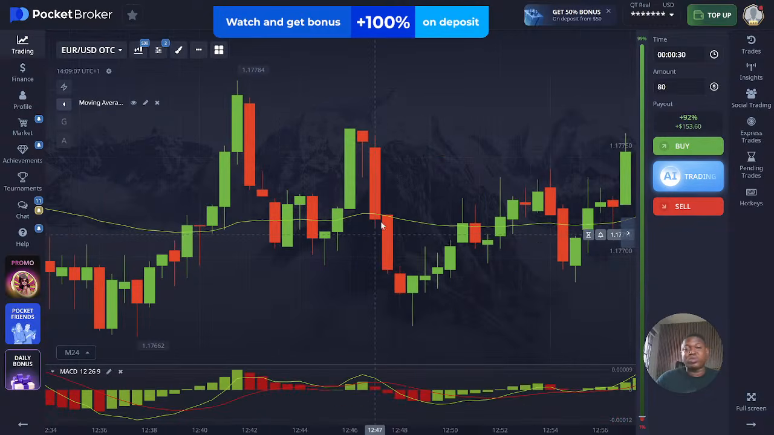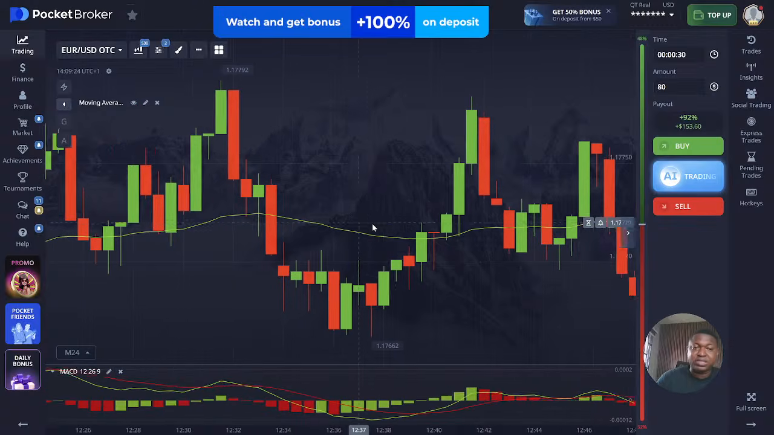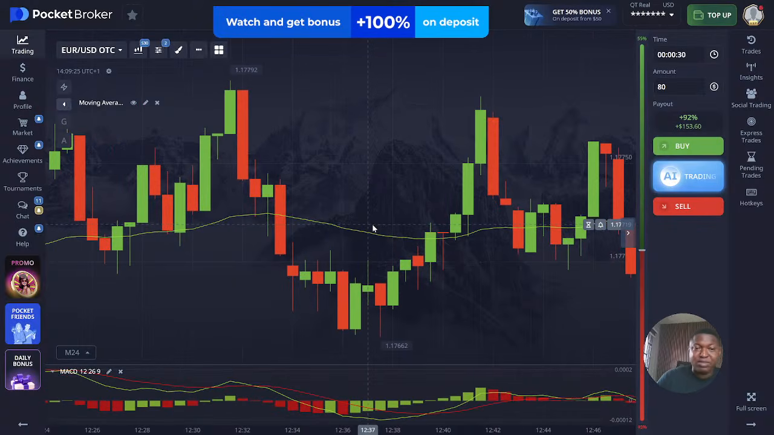Let's look for a perfect one. Okay, this is the perfect one. So it crossed down and then the market went down. It crossed up and then the market went up. It crossed down, the market kind of didn't go down, it was going sideways until it crossed again, went up and then crossed and came down. So this is how you want to trade this using this EMA 50 line.